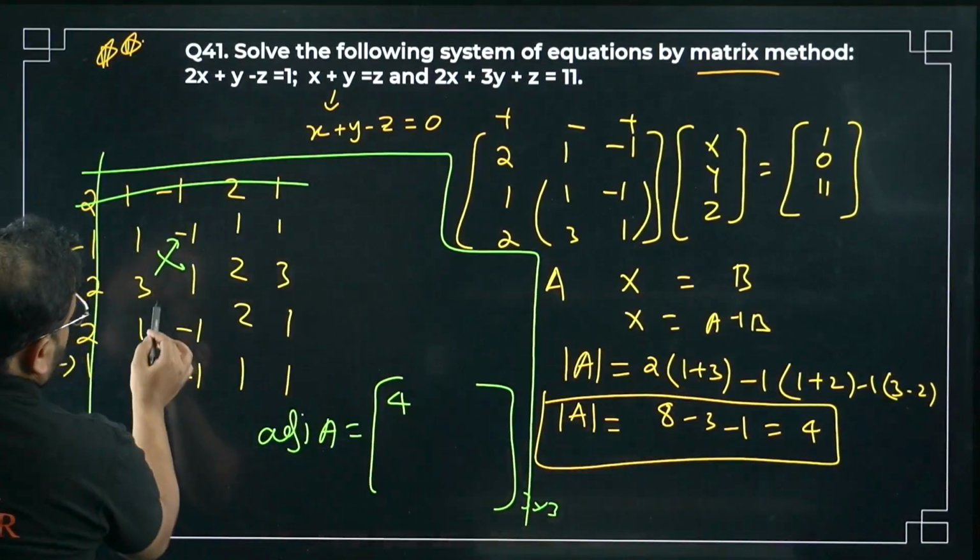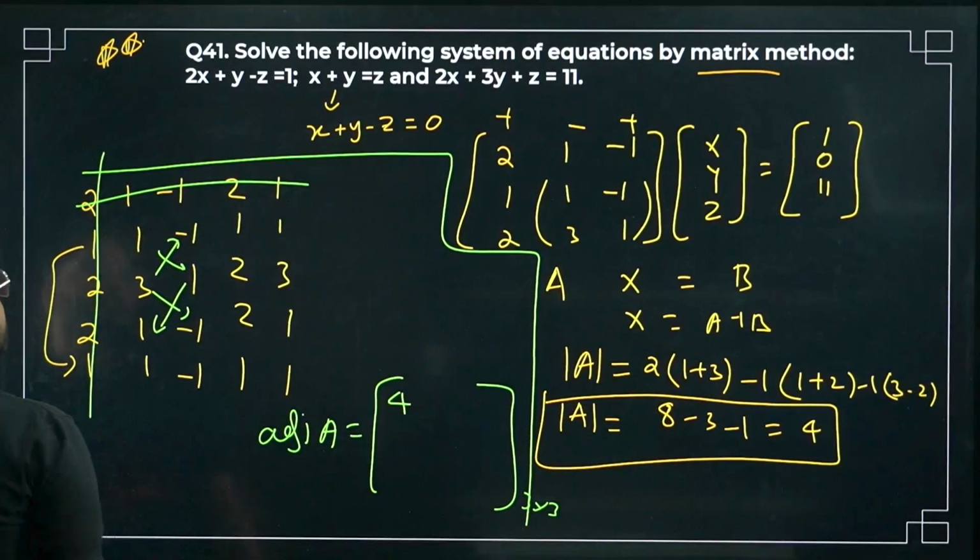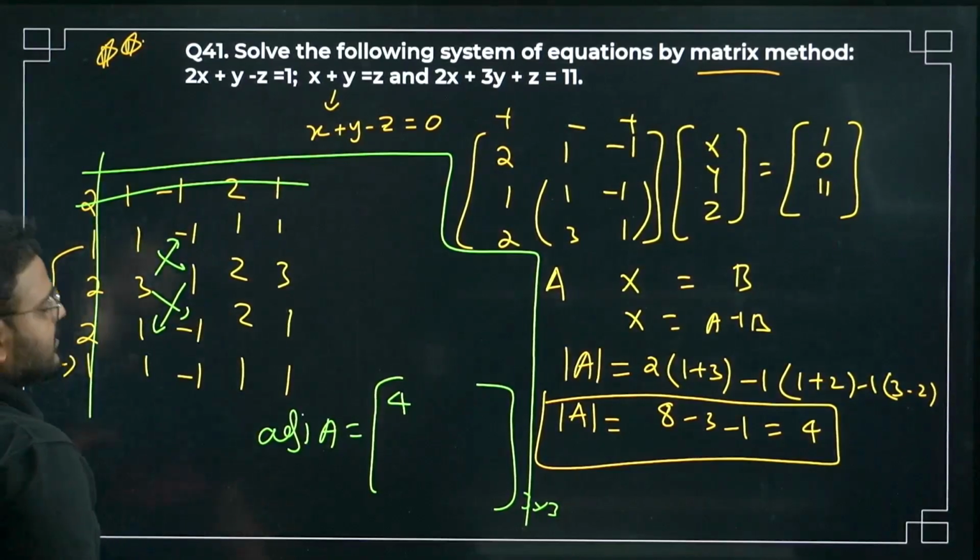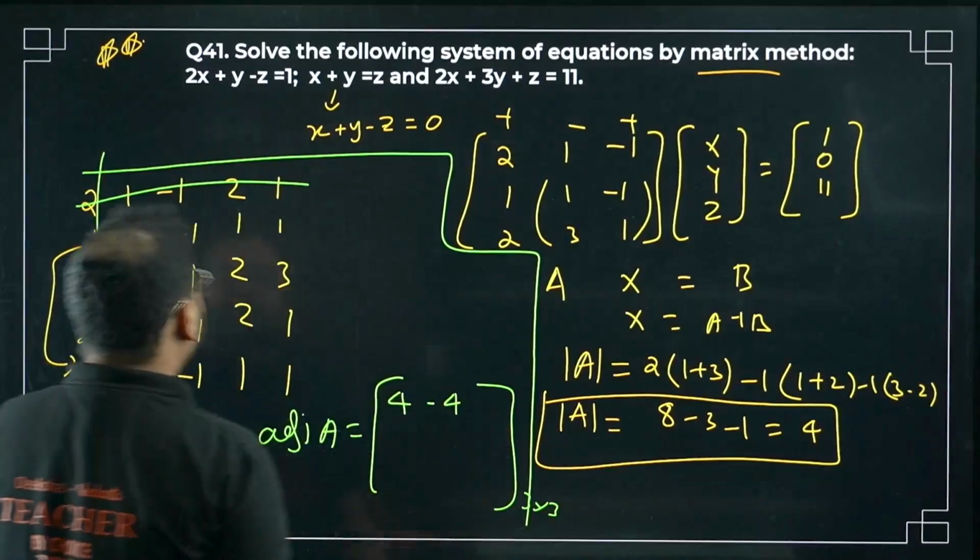For the next one, we'll get from here. Please check. We'll have this as 3 into minus 1 is minus 3 and minus 1. It will become minus 4. It will become minus 4.